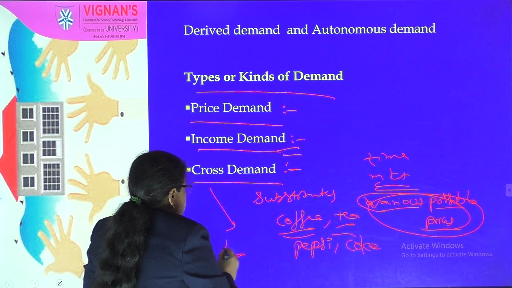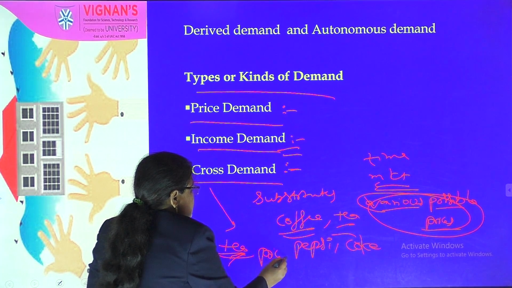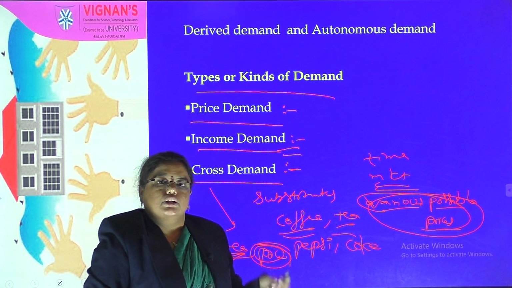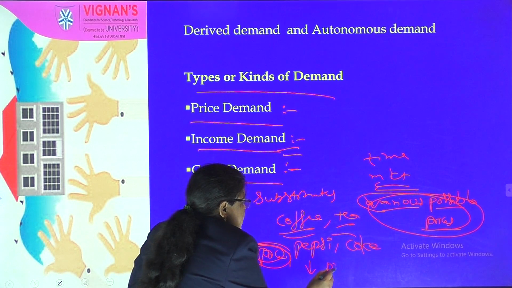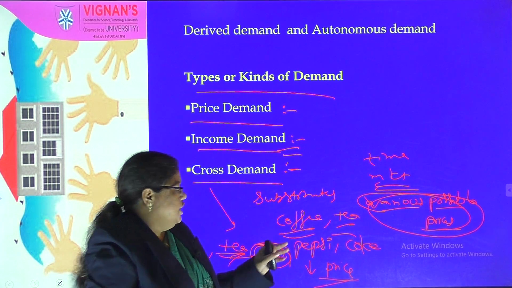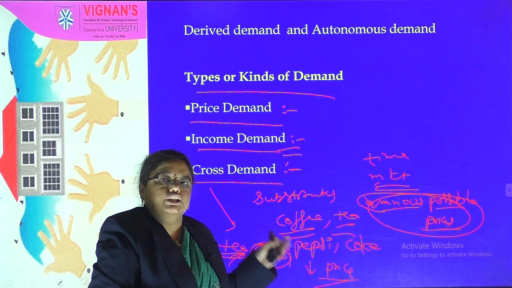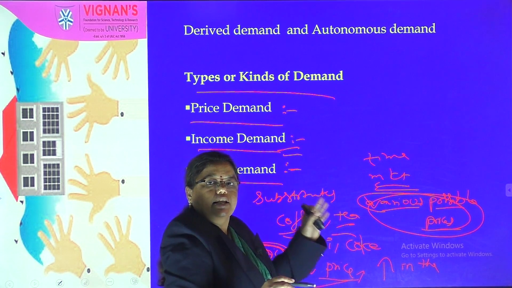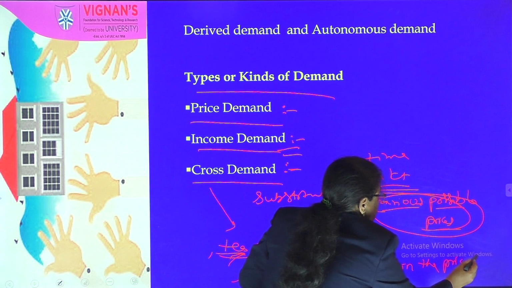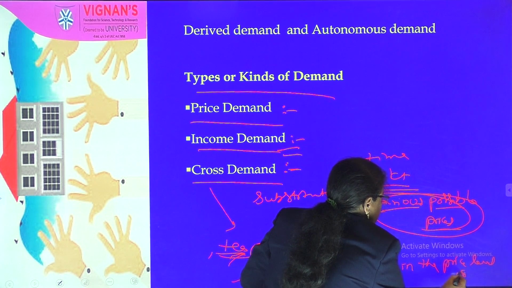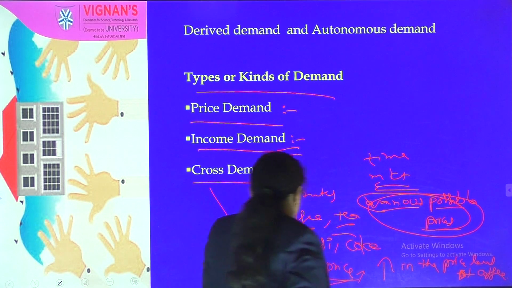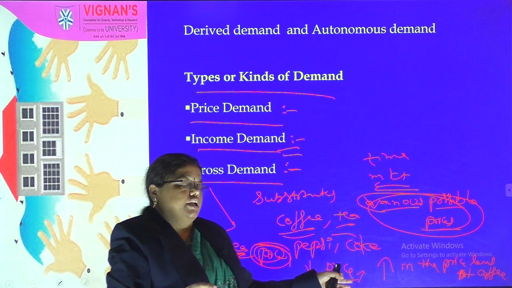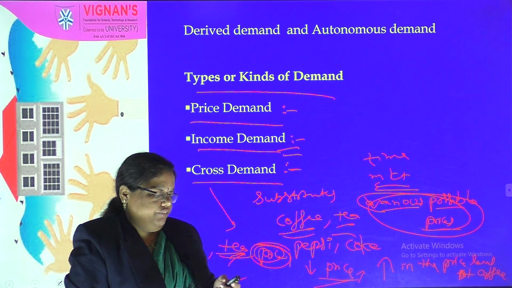An example is, suppose tea price increases. Tea demand increases not due to the decrease in the price level of tea, but due to the increase in the price level of the substitute, that is coffee.